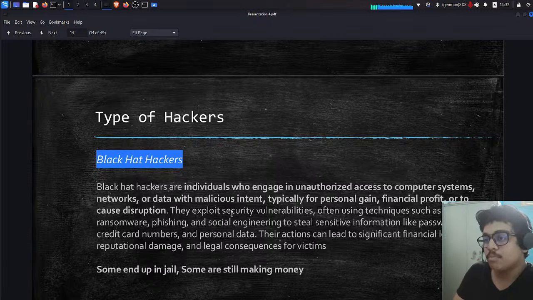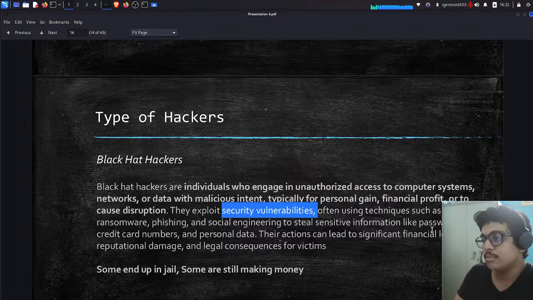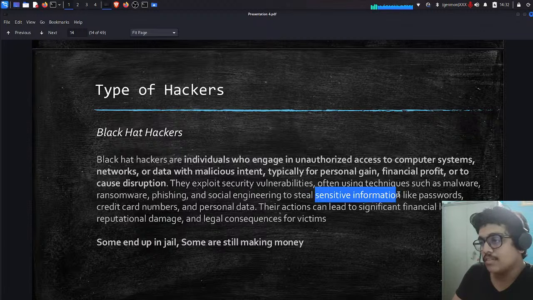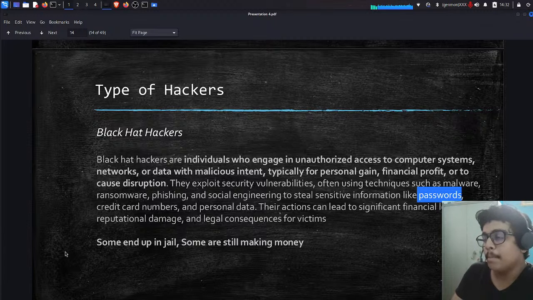They exploit security vulnerabilities, often using techniques such as malware, ransomware, phishing, and social engineering to steal sensitive information. We will discuss each of these individually. Let's assume these are kinds of cyber attacks; you have already heard about them. They use these cyber attacks to steal sensitive information like passwords. They can steal the password of an employee working in an organization, or their credit card numbers.